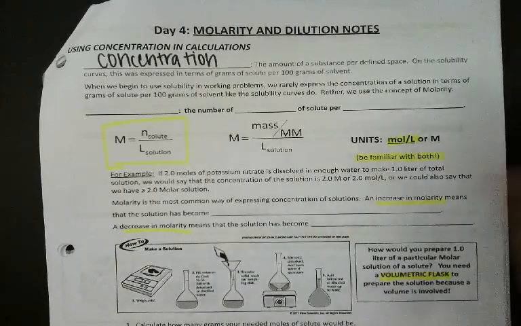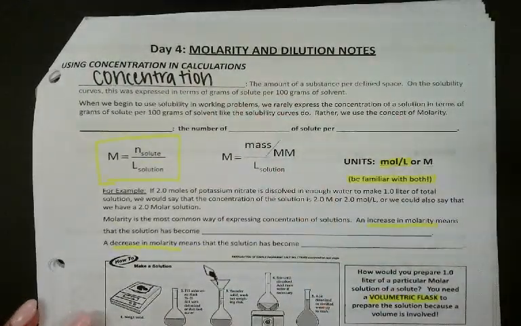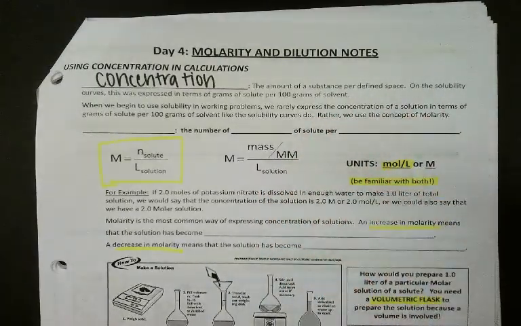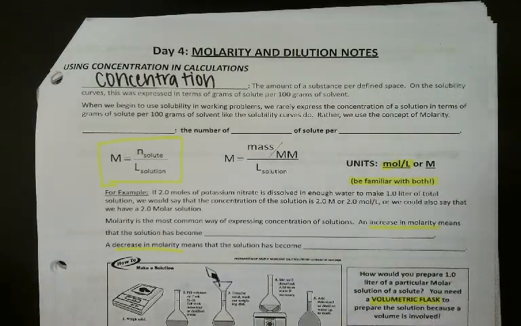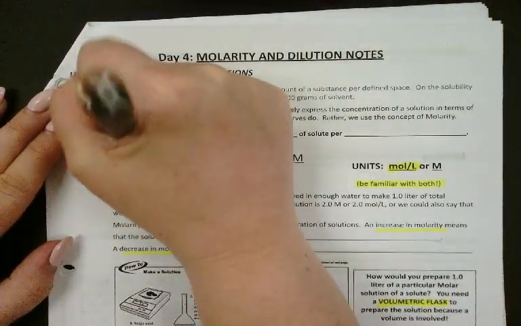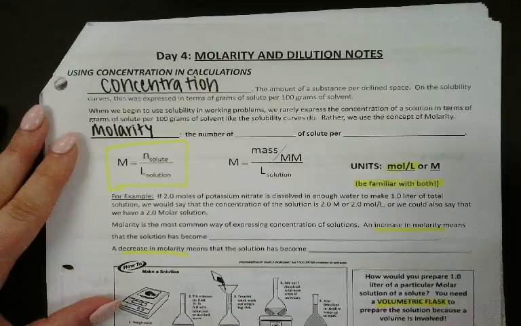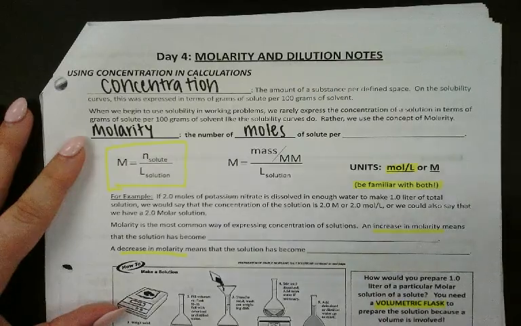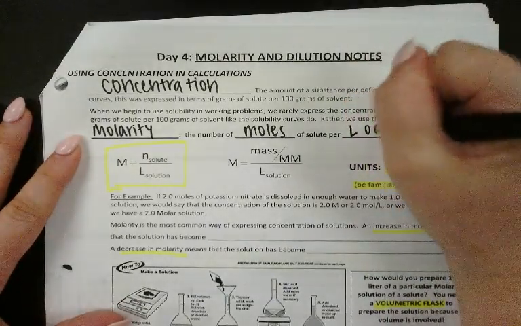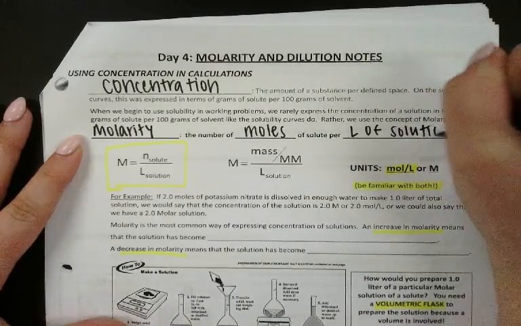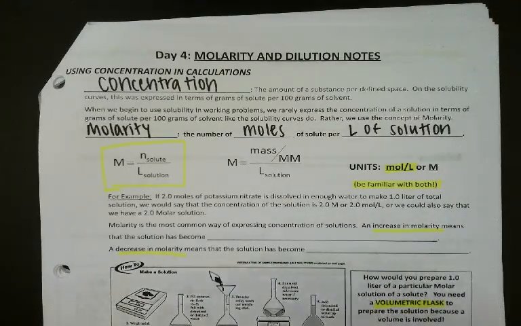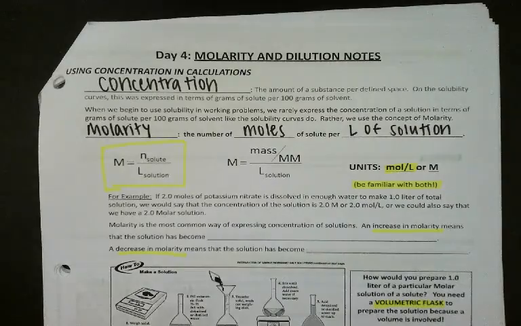So, when we talk about using solubility in math problems, we rarely express the concentration of a solution in terms of grams of solute per 100 grams of solvent. Rather, we use the concept of molarity. So, molarity is the number of moles of solute per liter of solution. The number of moles of solute per liter of solution.